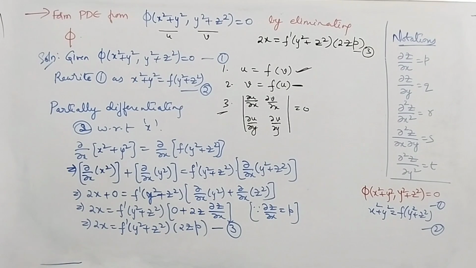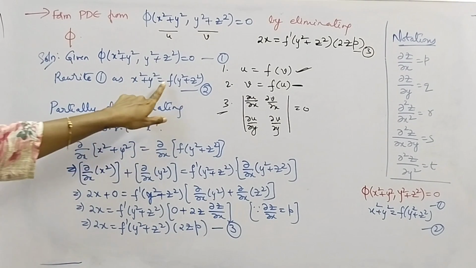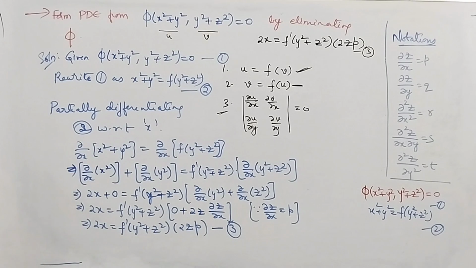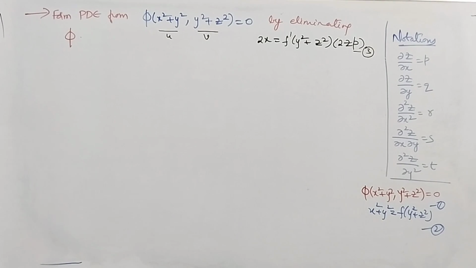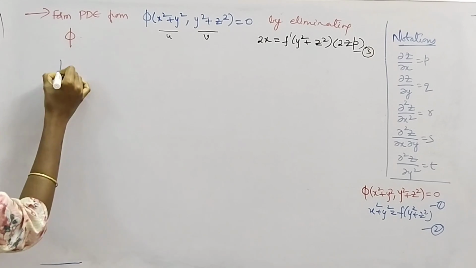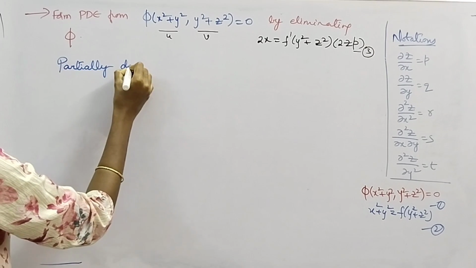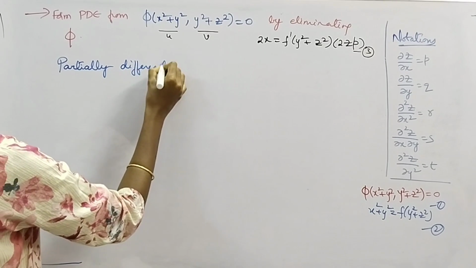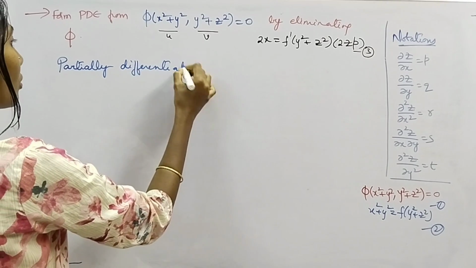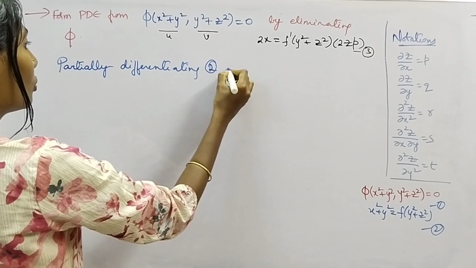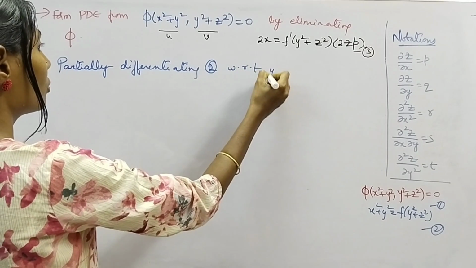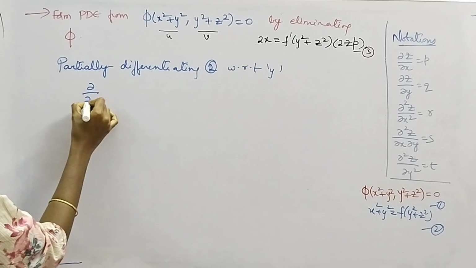Now I'll again partially differentiate 2 with respect to y. Partially differentiating 2 with respect to y, I'll apply dou by dou y on both sides of 2.